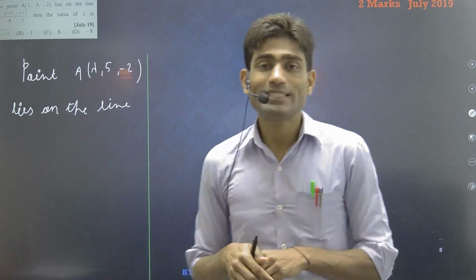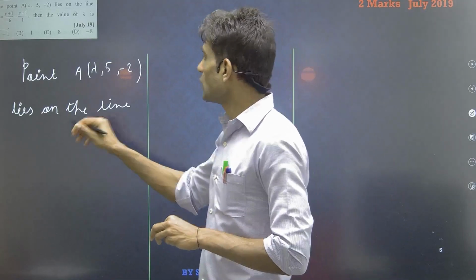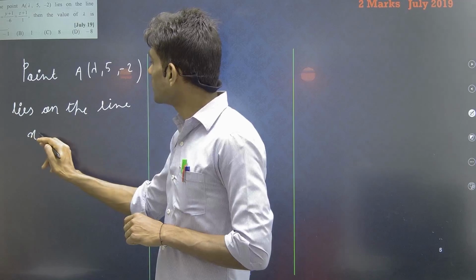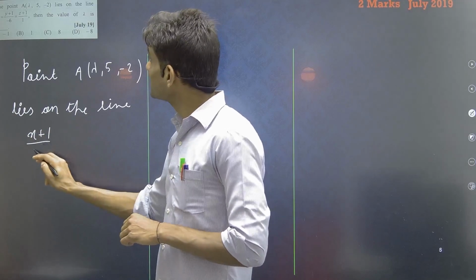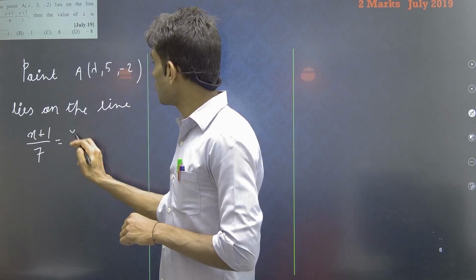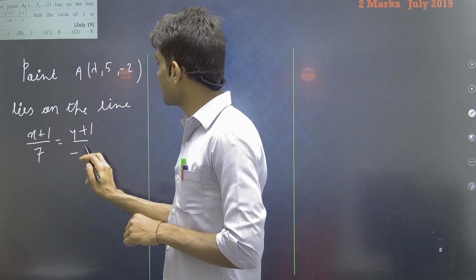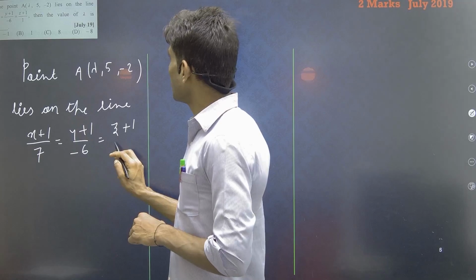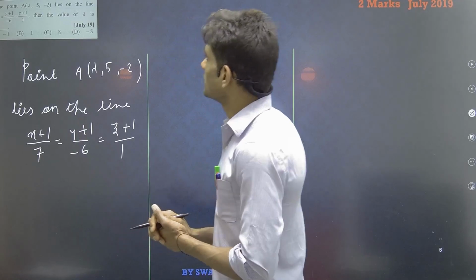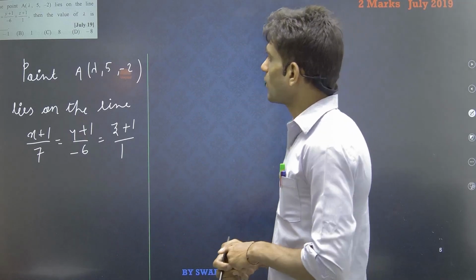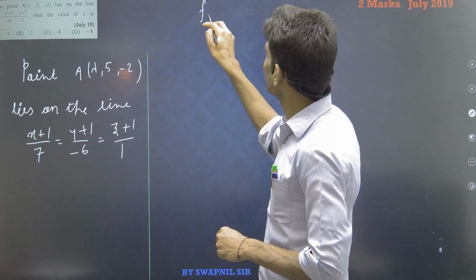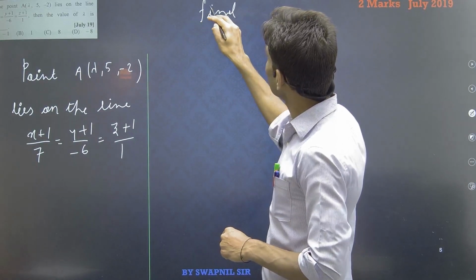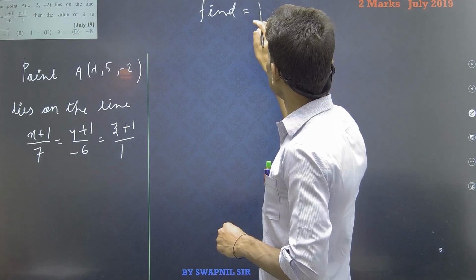Okay, so which exists there. Okay, so it lies on the line (x + 1)/7 = (y + 1)/(-6) = (z + 1)/1. Then find out the value for lambda. Okay, so what we want here is to find the value for lambda.